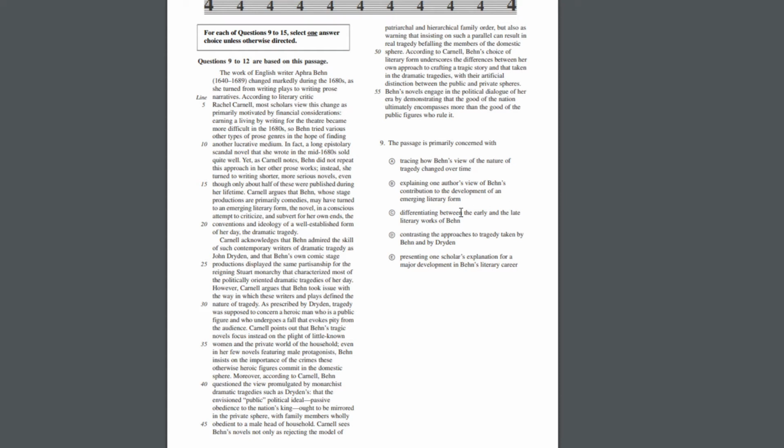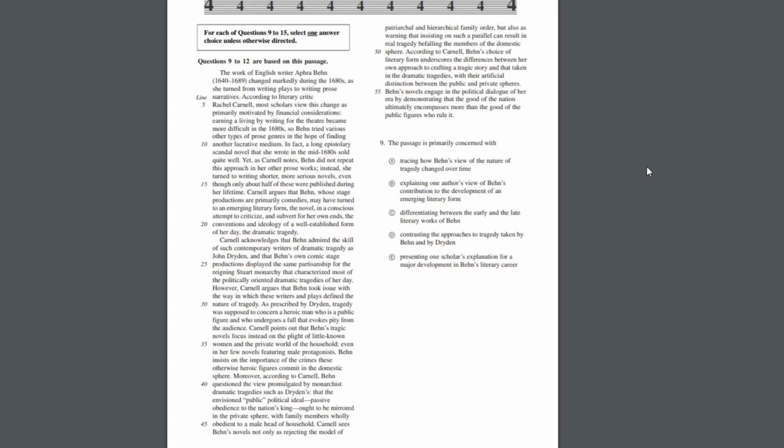So this one might be a little tempting because we do have this line, emerging literary form, the novel, right? So it is mentioned that the novel was just coming about, but to say that the entire passage is dedicated to how Aphra Behn contributed to the development of the novel would definitely not be correct, right? That's not the main idea of this passage.